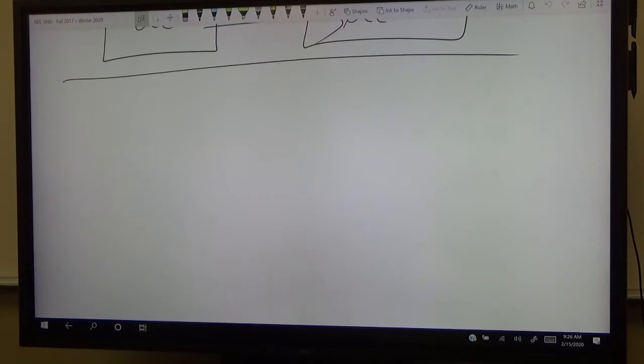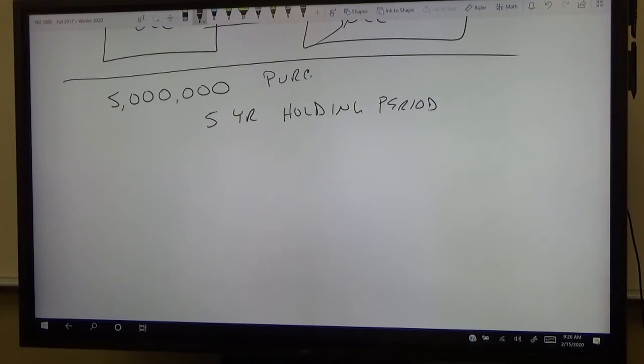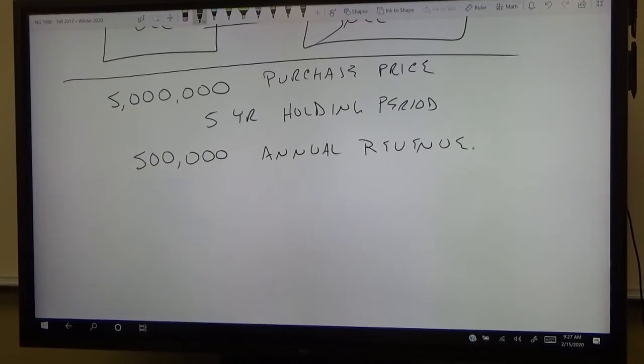Let's take a relatively simple scenario and say that we've got a property that we purchased for, give me a dollar amount. $5 million is our purchase price. Let's say we're going to hold it for 5 years. What sort of annual revenues on this property might we have? $500,000. So $500,000 of annual revenue. And here I'm not being overly specific as to whether it's before tax cash flow, NOI, whatever. We're just saying revenue, generically, to illustrate the point.